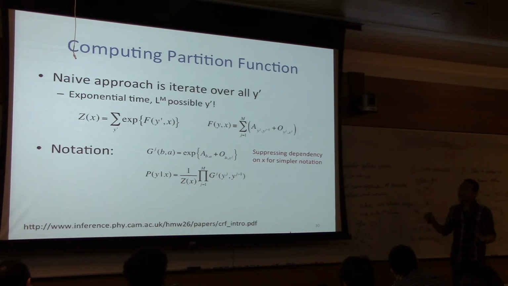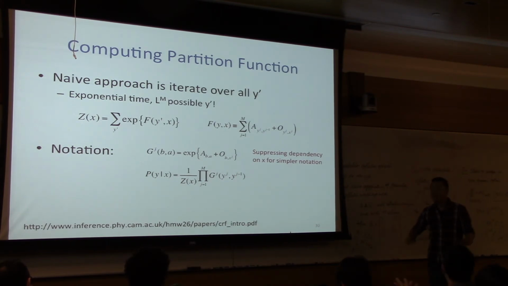CRFs and HMMs are very similar to each other. The only difference is the same as the difference between naive Bayes and logistic regression.